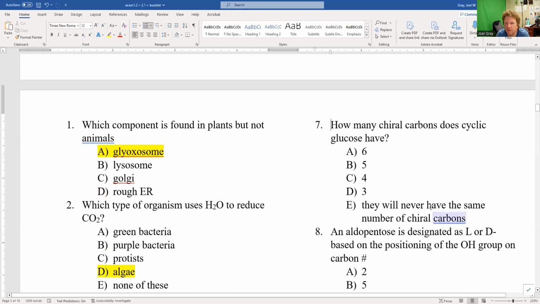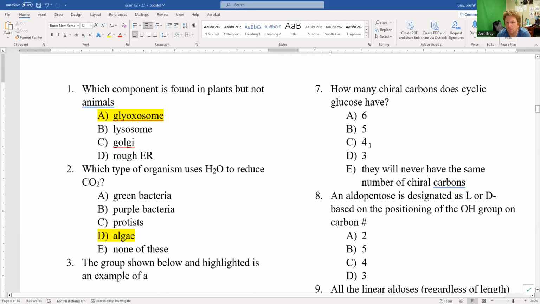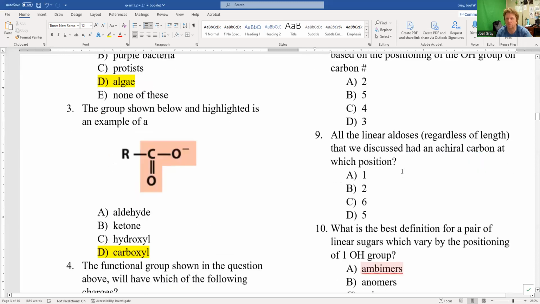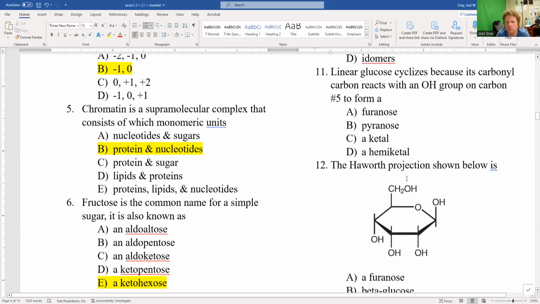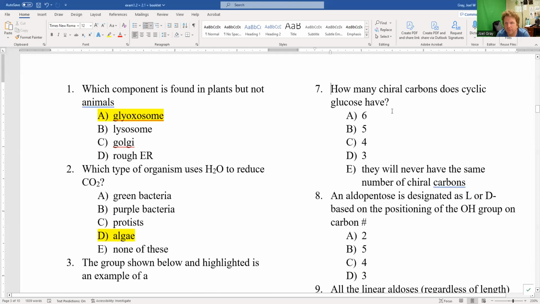Okay. Number 7, how many chiral carbons does cyclic glucose have? I think what I'm going to do is just a video for this page and then a video for the next and so on. So that will give us a total of 3 videos for this first part of the exam.